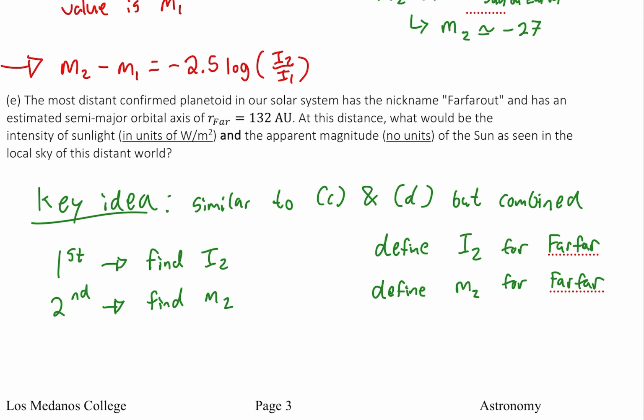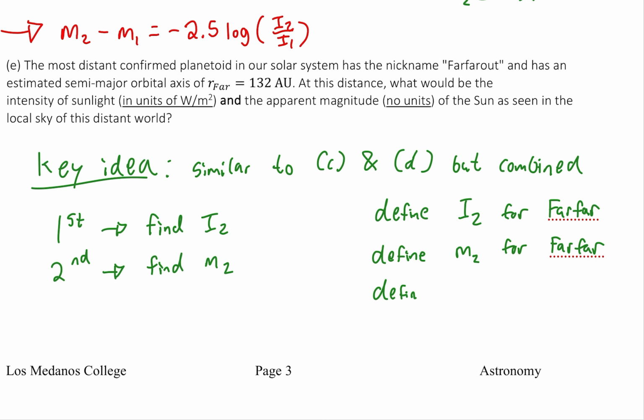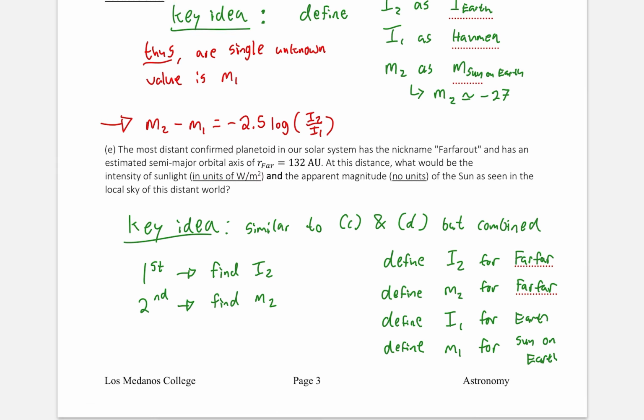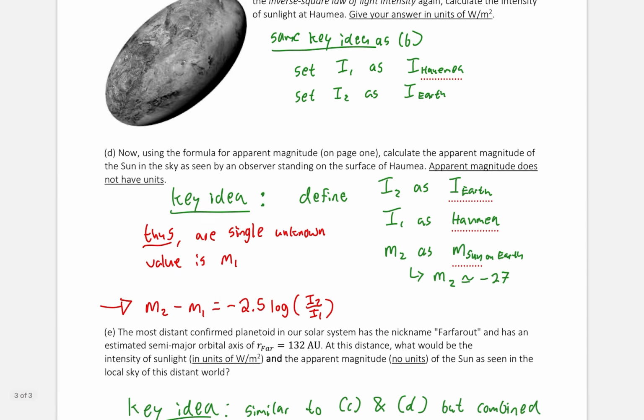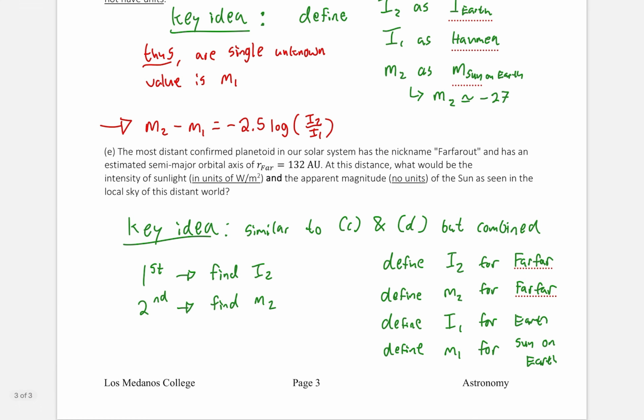So you have to be consistent, and to hopefully drive that point home, then we would have I1 for the intensity of Earth, and likewise M1 for the apparent magnitude of the sun as seen on Earth. Okay, so all ones apply to stuff related to Earth. All twos apply to things associated with the distant dwarf planet far far out, which really is quite a bit further out than our other ones at 132 AU. Remember that Haumea was only at 43.1. All right, so that is the idea, all of the ideas for all 5 parts of the problem.